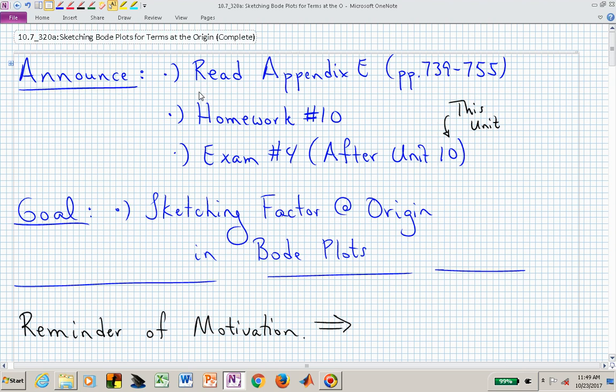In this video, what we want to focus on is sketching factors at the origin, and those then mean poles or zeros at the origin, and you could have repeated poles and zeros at the origin. We will focus probably on this video with poles, but if you simply switch the slope and make it positive, then that would be consistent with a zero at the origin.